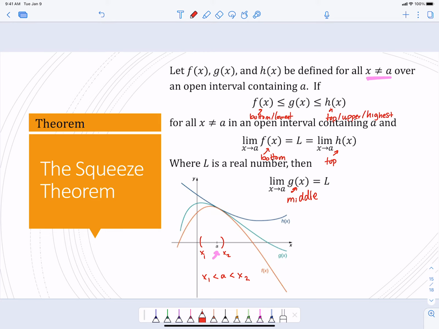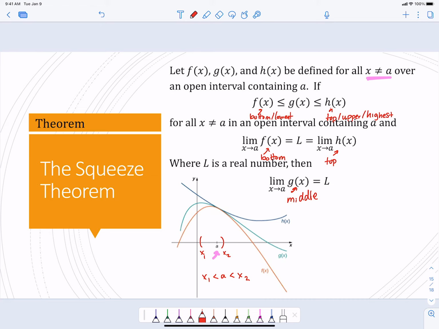We're never going to have you, at least here in 251, figure out what h and f are, that bottom function and top function. We will actually give you all three. We will ask you questions like, do these three functions satisfy the squeeze theorem? And that's you verifying, yes, this one's on the bottom always, this one's on the top always, and then this guy's always in the middle. And then the limits exist for the ones on the bottom and the top. So we will give you these functions.